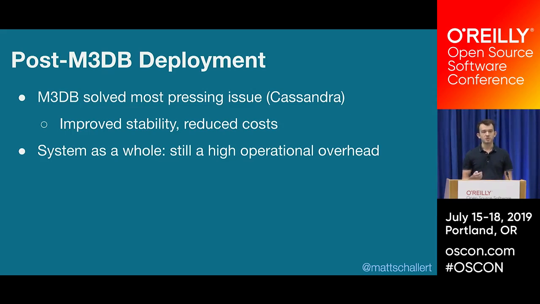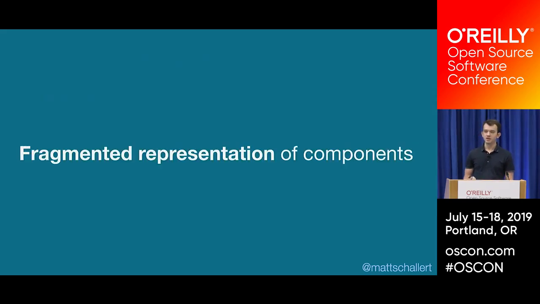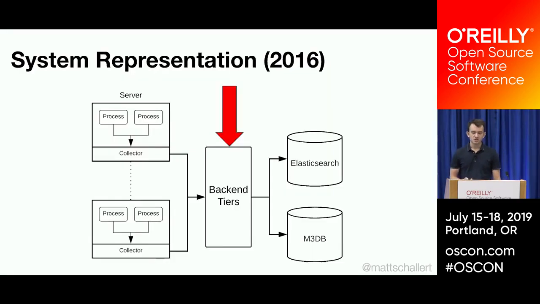But there was still a high operational overhead when it came to maintaining the system as a whole, and that mostly boiled down to one reason. And that reason was that we had greatly fragmented representation of the various components in our system. And I'll show you what I mean by that. So if you remember, we have these backend tiers that metrics would flow through after the collectors emitted them. But those backend tiers were actually comprised of a few parts.